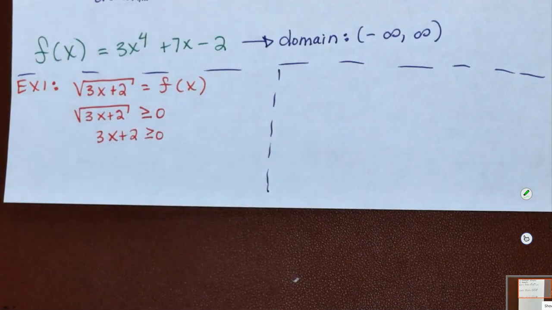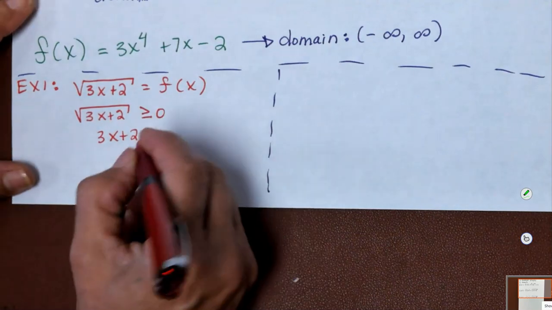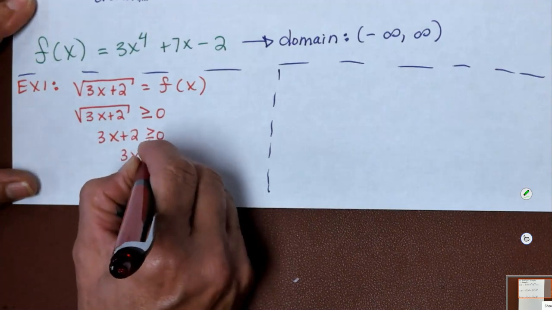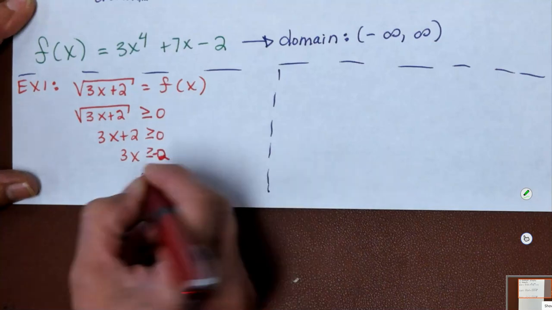All right, let's get x all by itself. So subtract 2 from both sides. Then we're going to divide by 3. Subtract 2 from both sides. And divide by 3.